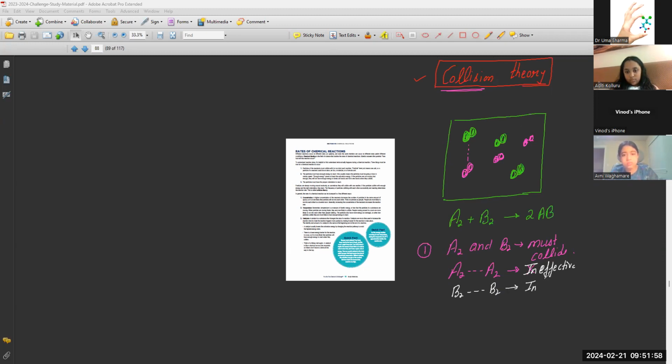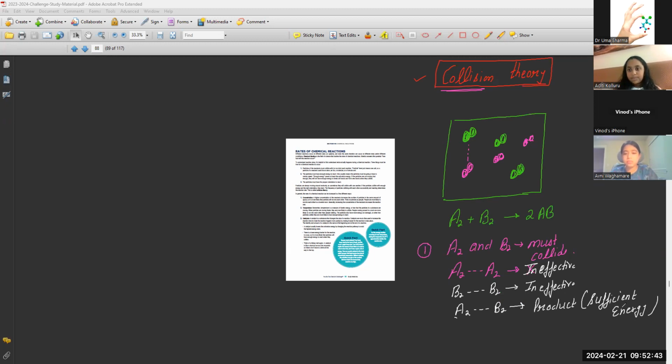Do you think you can control the collisions? Do you think that you will go in the container and ask A2 to go and collide with B2 only? No, you cannot. So these collisions are random. And in these random collisions, only when A2 and B2 collide can they give you the product. But not always. Only if they have sufficient energy. You remember energy needed to break the bonds? If they collide with sufficient energy, then only you will get the product. Is it okay?